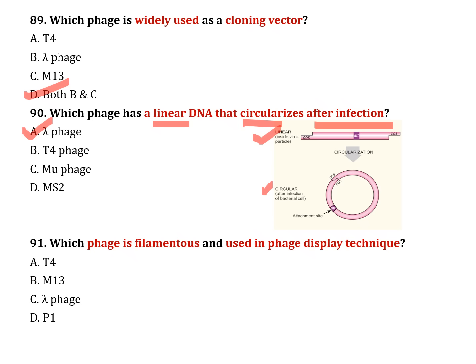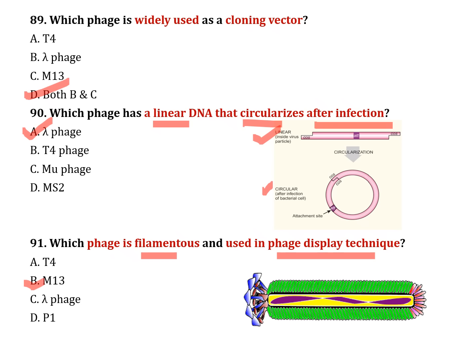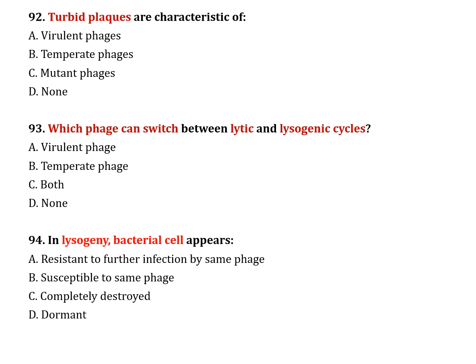The next question, number 91. Which phage is filamentous and is used in phage display technique? Option A, T4; option B, M13; option C, lambda phage; option D, P1. Correct answer is option B, M13. The next question, number 92. Turbid plaques are characteristic of option A, virulent phages; option B, temperate phages; option C, mutant phages; option D, none. Correct answer is option B, temperate phages.